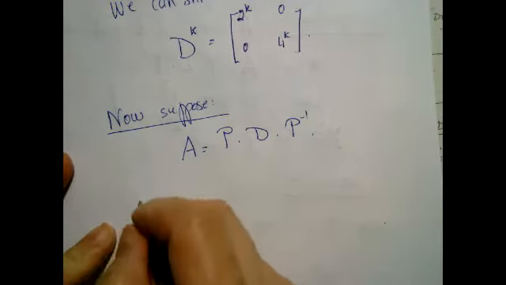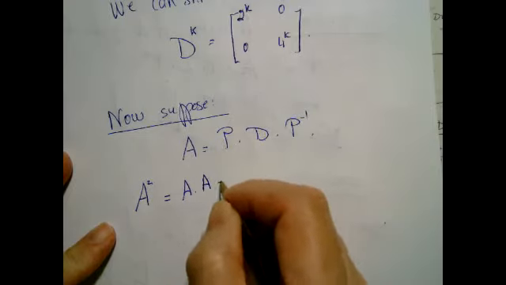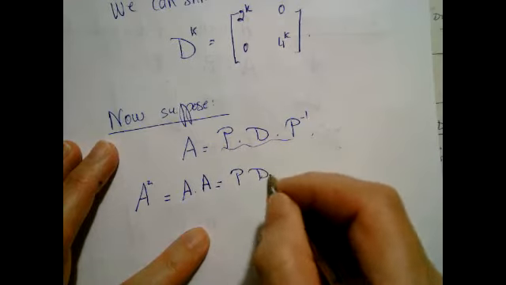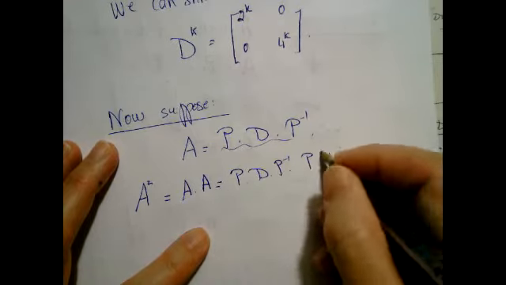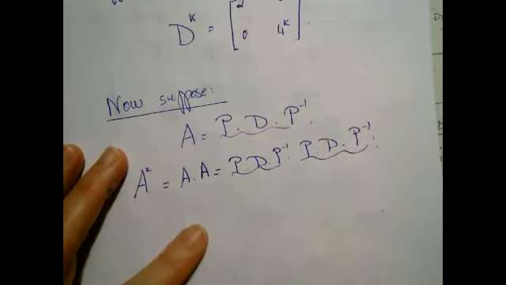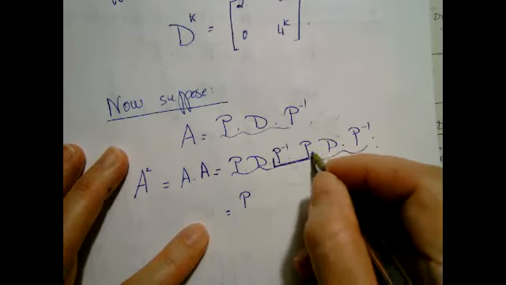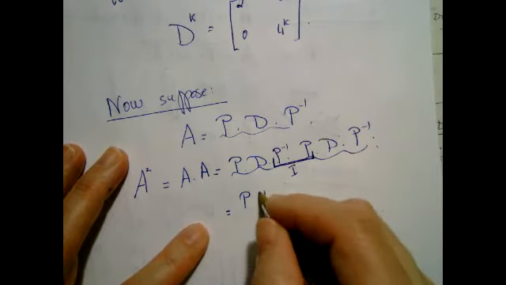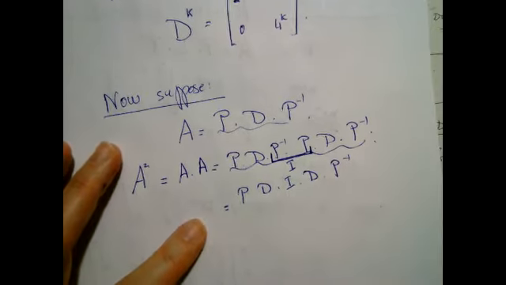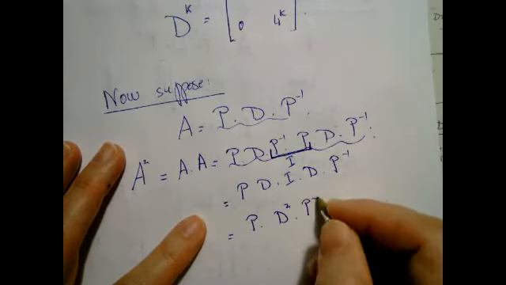Let us compute A squared. What is A squared? It's A times A. That is P times D times P inverse, times P times D times P inverse. P inverse times P is the identity. So it's going to give me D times the identity times D times P inverse. With a little bit of math, it's P times D squared times P inverse.